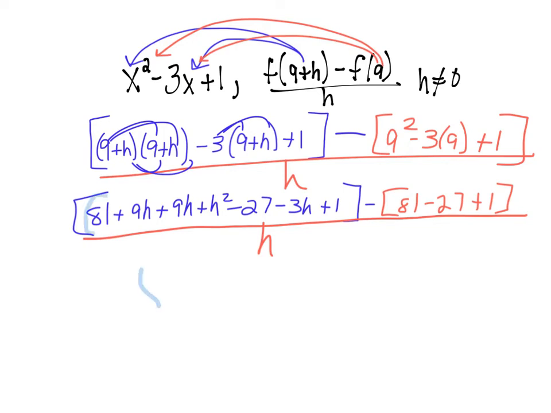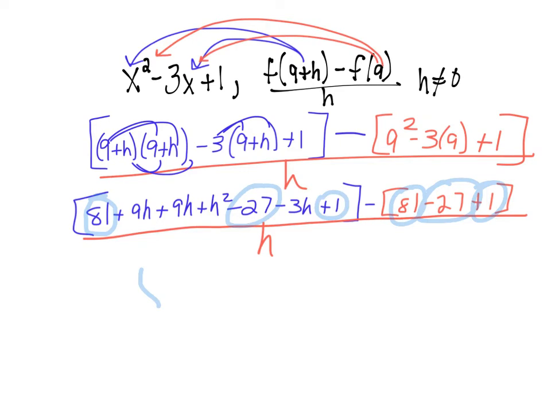What do I have here? 81. What do I have here? Oh, you're going to cancel. Every single time, if you do this correctly, all of your constants should cross out. If they don't, then you did something wrong.